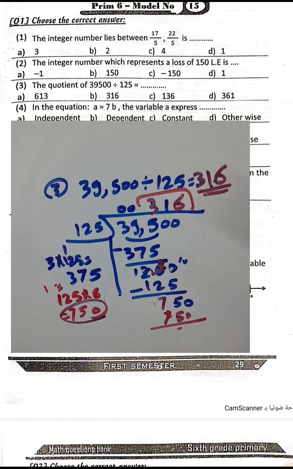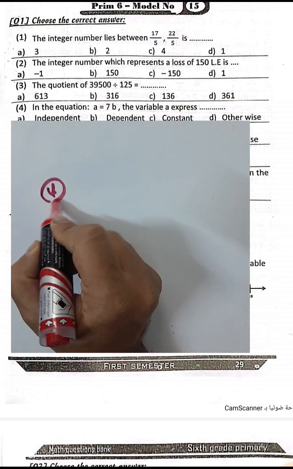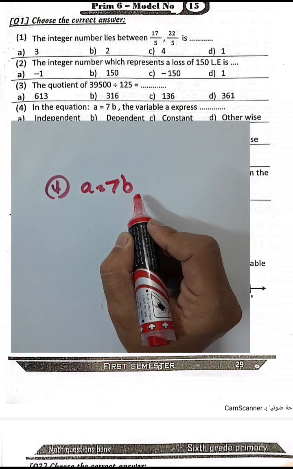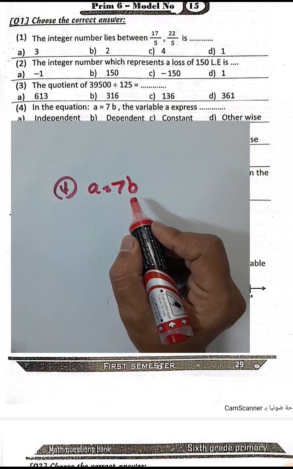Question number 3, choose letter B. Question number 4. In the equation A equals 7B, the variable expresses what?